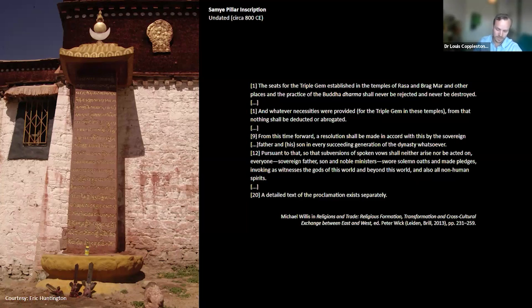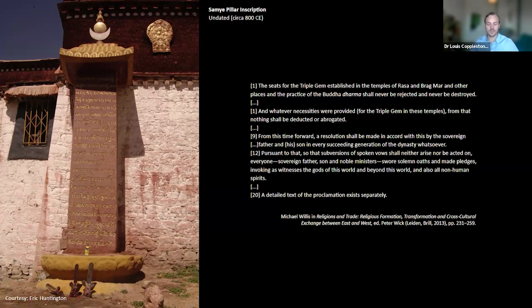Pursuant to that, so the subversions of spoken vows shall neither arise nor be acted on, everyone, sovereign, father, son, and noble ministers, swore solemn oaths and made pledges, invoking as witnesses the gods of this world and beyond this world, and of non-human spirits. And the inscription itself refers to a detailed text of the proclamation that exists separately.